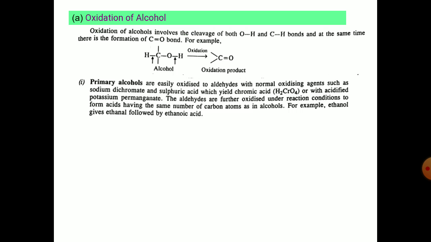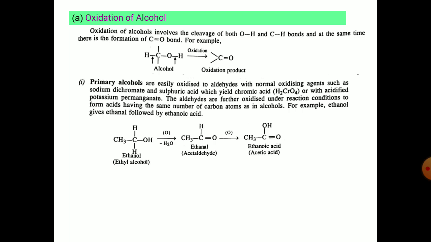Primary alcohols are easily oxidized to aldehyde with normal oxidizing agents such as sodium dichromate and sulfuric acid, which yield chromic acid, or with acidified potassium permanganate. The aldehydes are further oxidized under reaction conditions to form acids having the same number of carbon atoms as in alcohols. For example, ethanol gives ethanal, then on further oxidation it gives ethanoic acid.